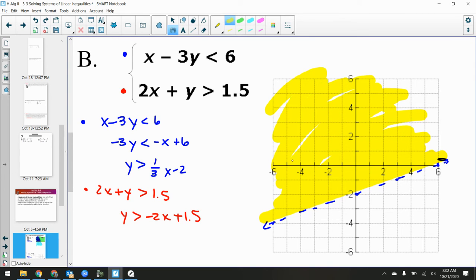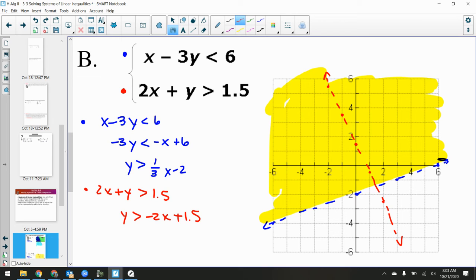Okay, again, I'm going to try to shade as best as I can because I don't know where the other line is going to end up. I don't know where the overlapping region is going to be. So now when I go to my red line here, the y-intercept is 1.5 with a slope of -2. So down 2, right 1, down 2, right 1, up 2, left 1, up 2, left 1. Dotted line for that one as well. And now I want to shade above that line, up and to the right here.